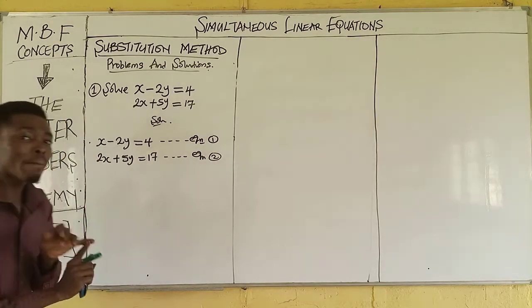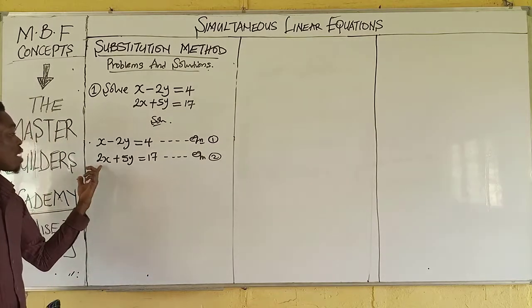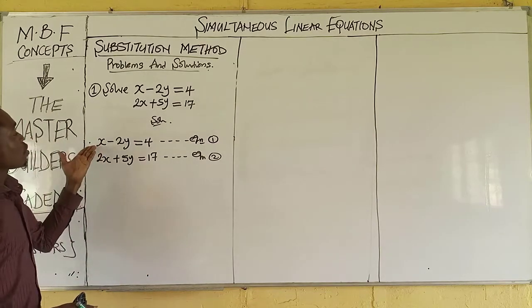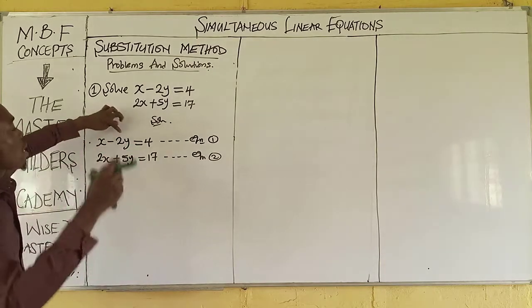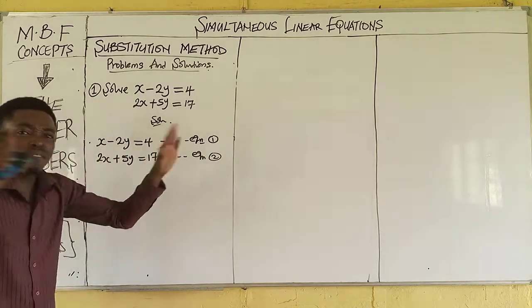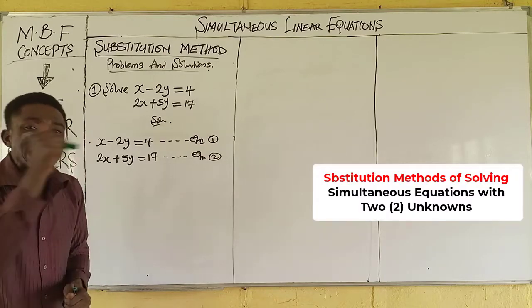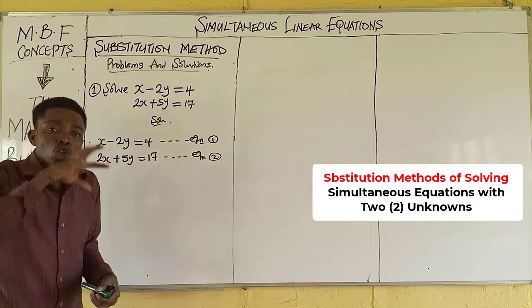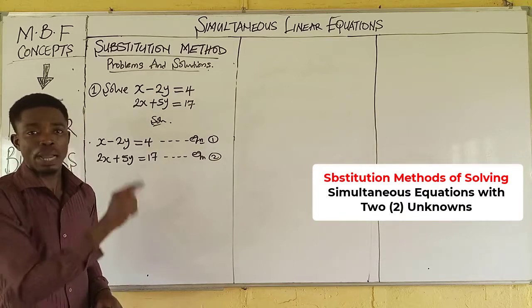Like I said, anyone you make the subject of formula, you are going to have the same result. Whether you decide to make x the subject of formula from equation 2 or from equation 1, you are going to have the same result. Or you decide to make y the subject of formula from equation 1 or from equation 2, you will equally have the same result. Any choice you make, you will have the same result. But it is easier to make an unknown with a coefficient of 1 the subject of formula. This is why I am hammering on this.